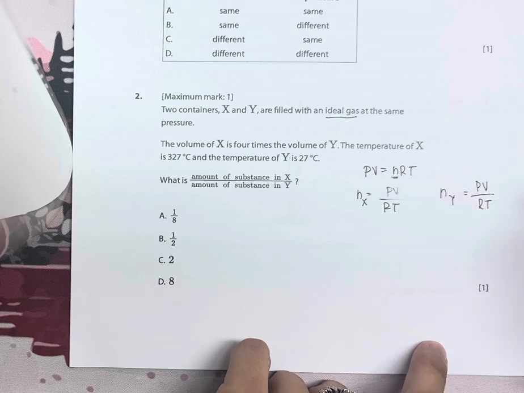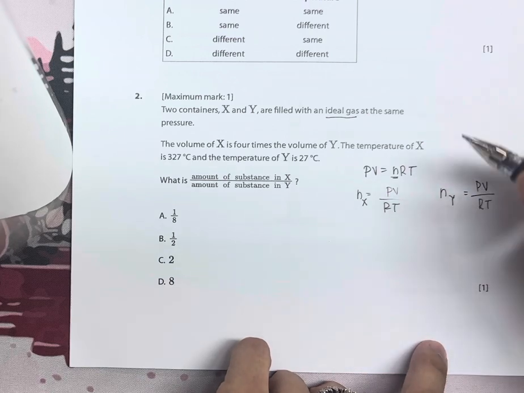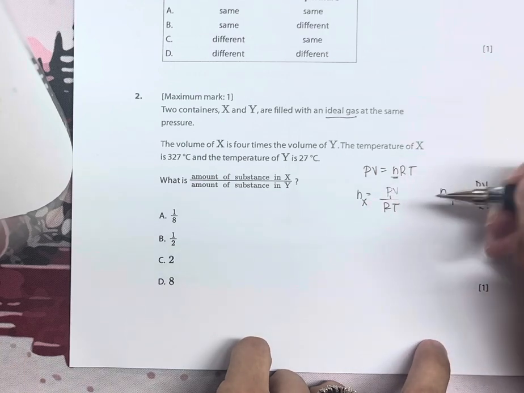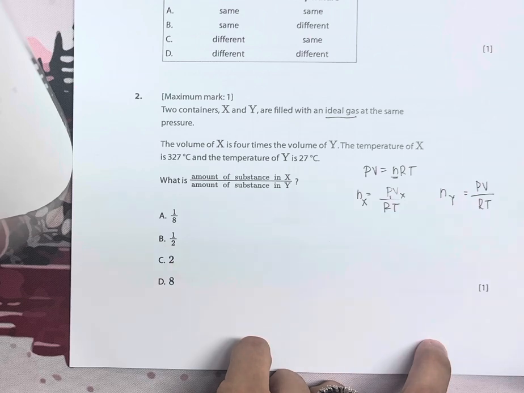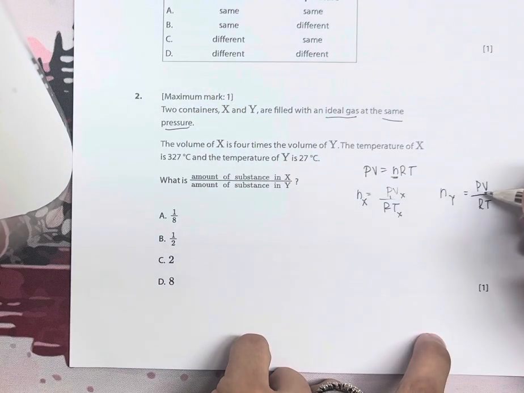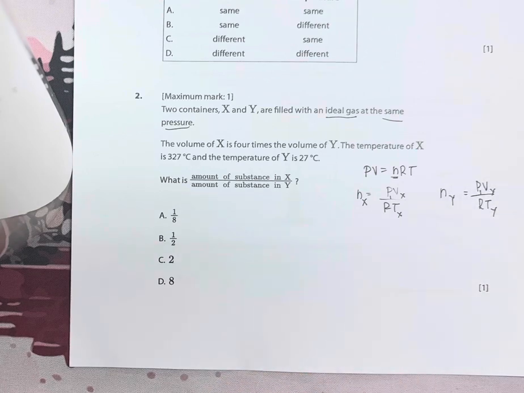The difference, however, is that for X, I would denote the pressure, the volume as Vx, as well as the temperature. But then for Y, never mind, because it says here that the pressure is the same, so no need to differentiate the pressure. However, the volume and the temperature would be denoted as Vy and Vx, and temperature for Y and temperature for X.